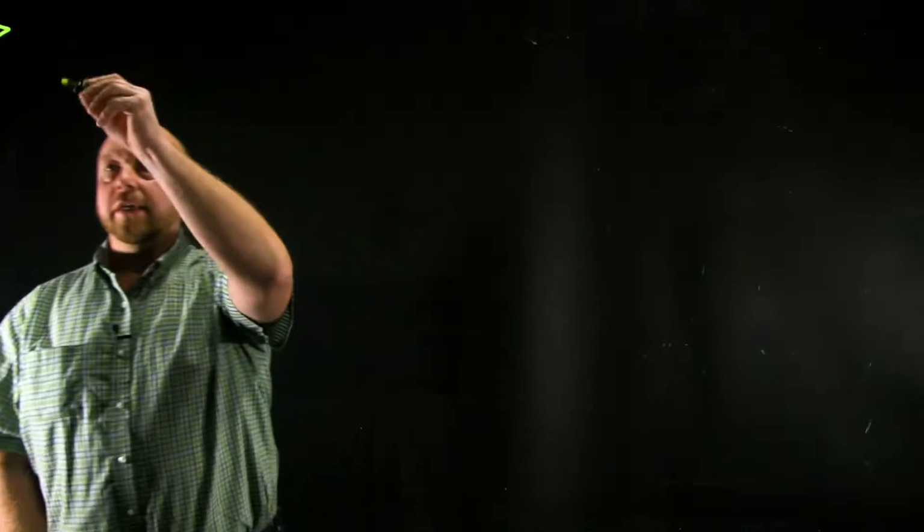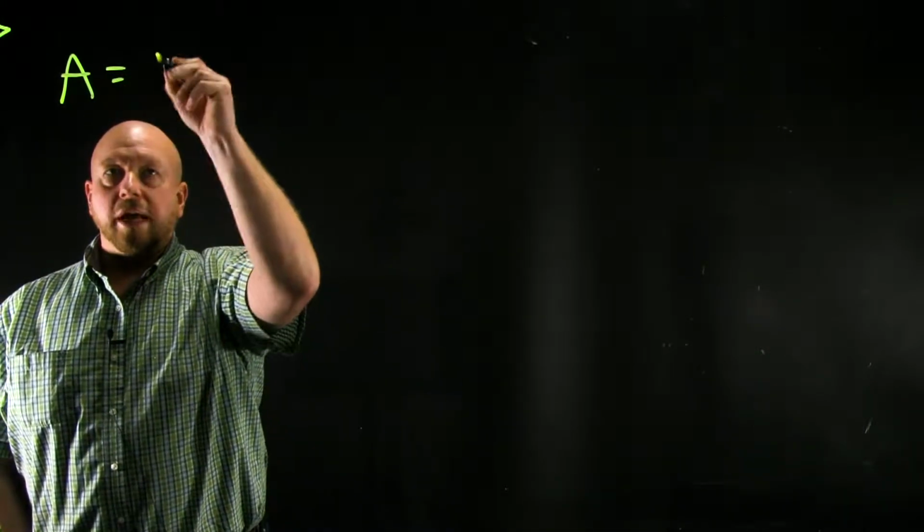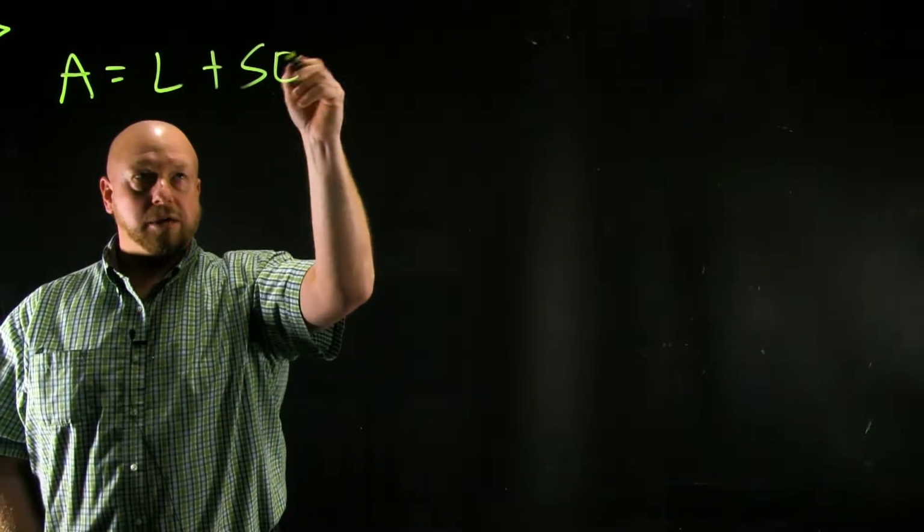So one of the things that people find sometimes awkward about financial accounting is simply the debit and credit rules. So let's take a minute and review the basic accounting equation. Assets equal liabilities plus stockholders' equity.